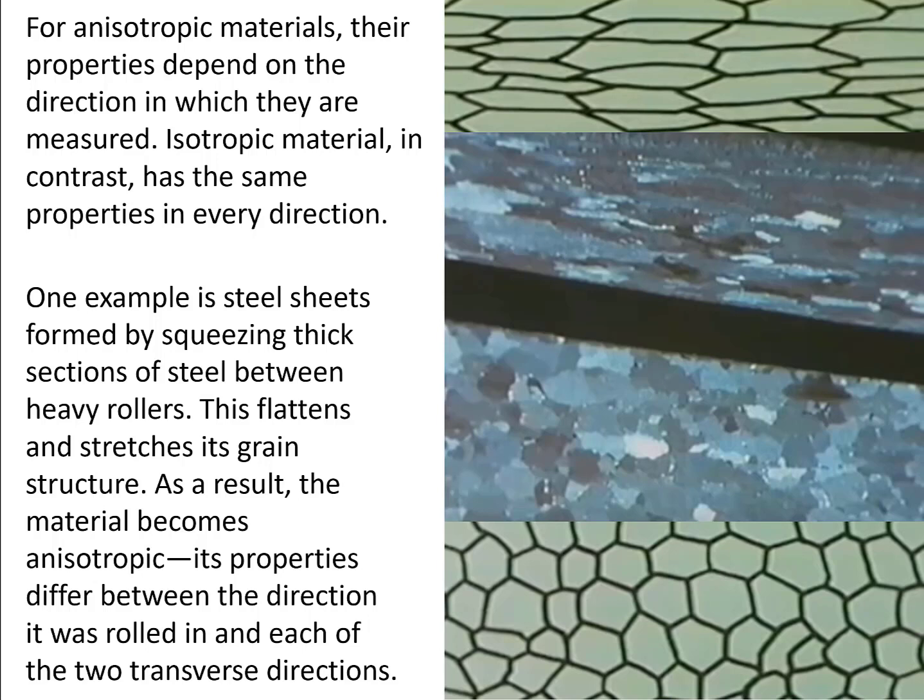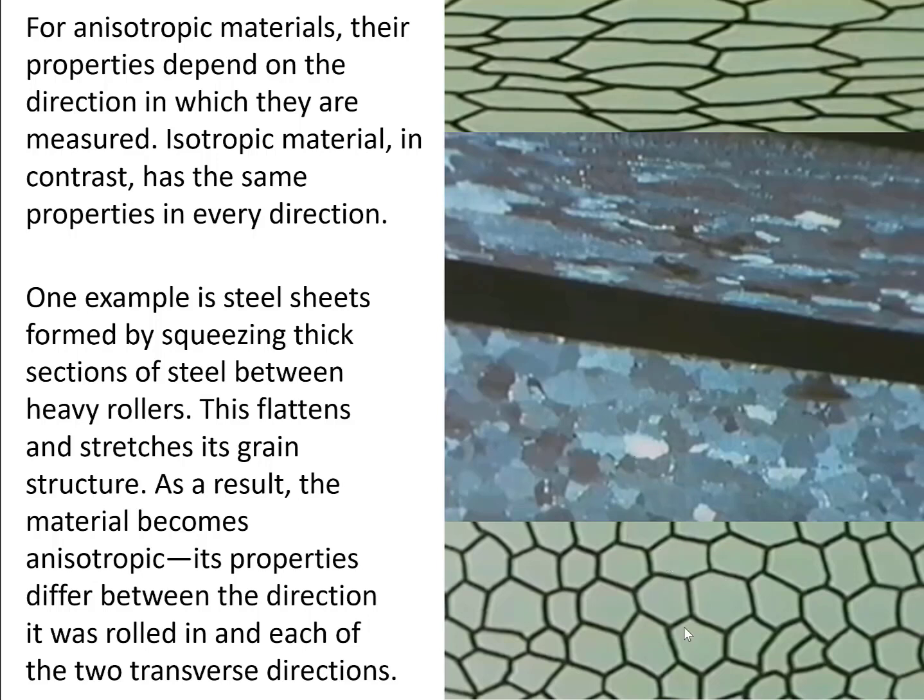In the previous classes, most of the materials I mentioned are isotropic materials, including cement, concrete, aggregates, asphalt, etc. But one example of anisotropic material is cold-formed steel sheets. These steel sheets are formed by squeezing thick sections of steel between heavy rollers. This flattens and stretches its grain structure, and you can see the grains before they go through heavy rollers.